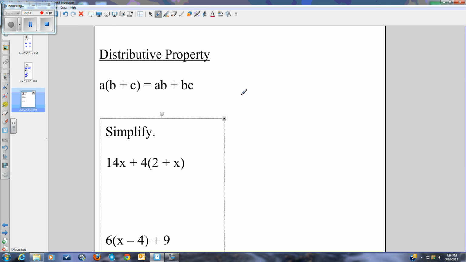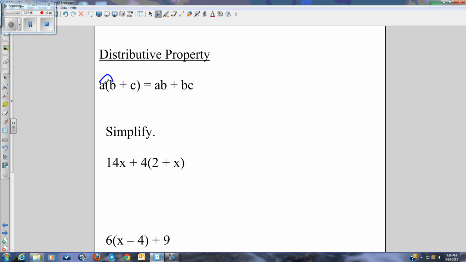Let's move on. The distributive property. If you have two numbers that are being added or subtracted in parentheses and they are being multiplied, what you do is distribute the multiplication to each term inside. A times B equals AB, and A times C equals AC. That should be an A right there, so let's change that. So AB plus AC, that was a typo.